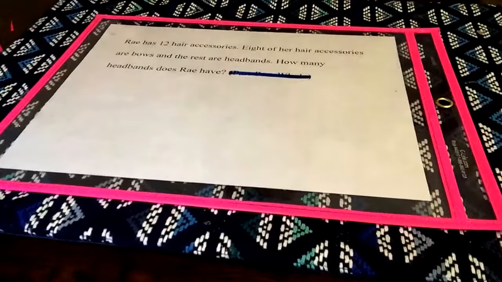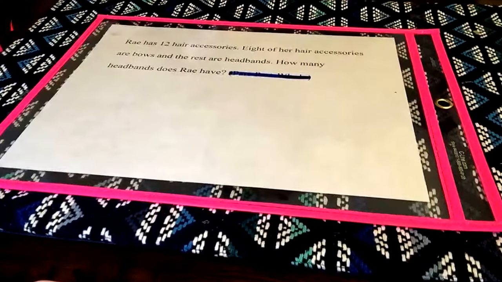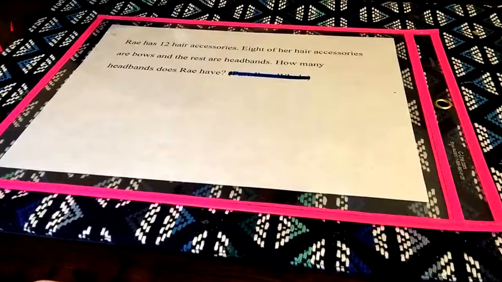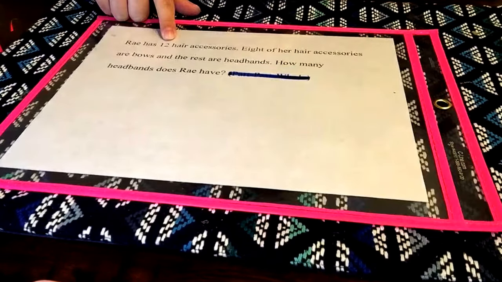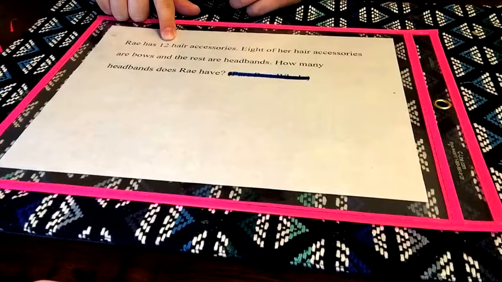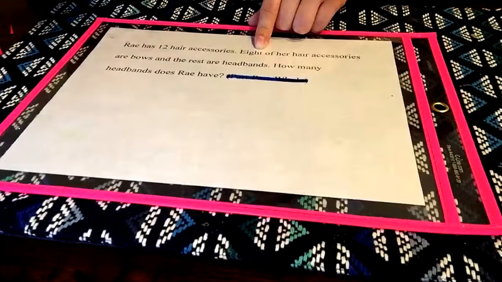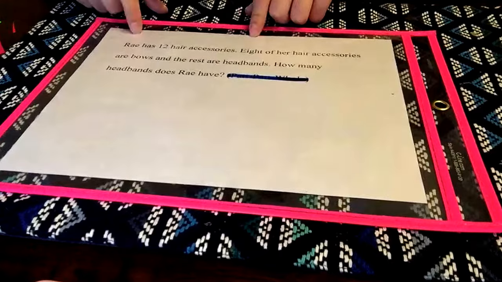My second word problem, we are going to be using a linear model, and in this case, we'll be using a strip diagram. So I'll go and read the question. Ray has 12 hair accessories. 8 of her hair accessories are bows, and the rest are headbands. How many headbands does Ray have? So in this problem, we have a large set, which was the 12 hair accessories that she has. And this is being compared to a smaller set, which is the 8 hair accessories that are bows. And so this makes it a compare problem.